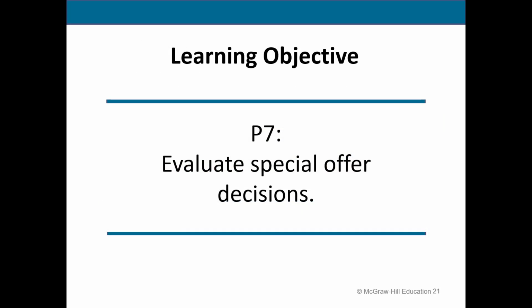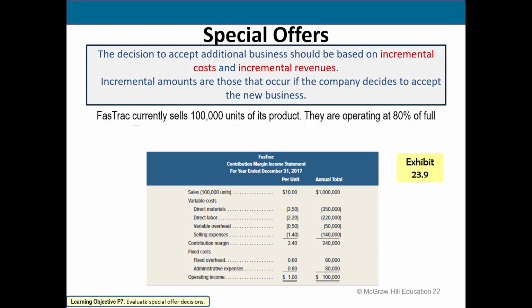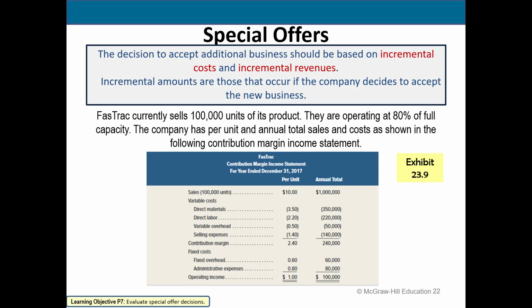We are looking at a special offer decision now. Sometimes a company may have the opportunity to accept additional business. The decision to accept or reject the additional business will use incremental revenues and incremental cost. Some of the cost may not change if we accept the additional business, and so those costs are not relevant.